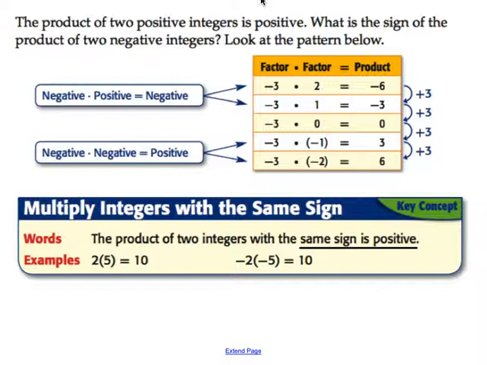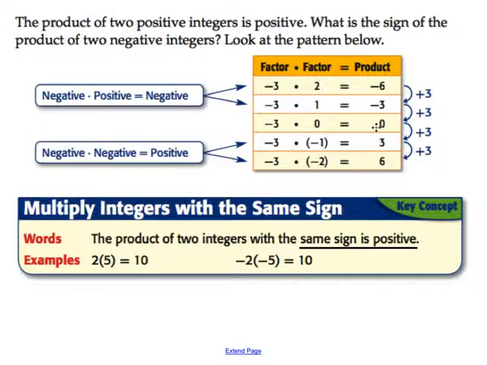The product of two positive integers is positive. We've known that. What is the sign of the product of two negative integers? Well, here's our pattern. A negative times a positive is a negative. Negative times a positive is negative. We're just going to go from 2 to 1 to 0, and then we go to negative 1, negative 2. So we're just going through our integers.